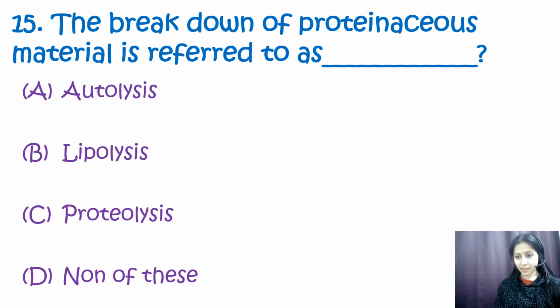Next, number 15. The breakdown of proteinaceous material is referred to as option A, autolysis, option B, lipolysis, option C, proteolysis, and option D, none of these. So the correct answer is option C, that is proteolysis. What exactly is proteolysis? We have just discussed that it is a process by which proteins are broken down into smaller peptides or amino acids by the action of an enzyme, that is the protease enzyme. So here the correct answer is option C, proteolysis.